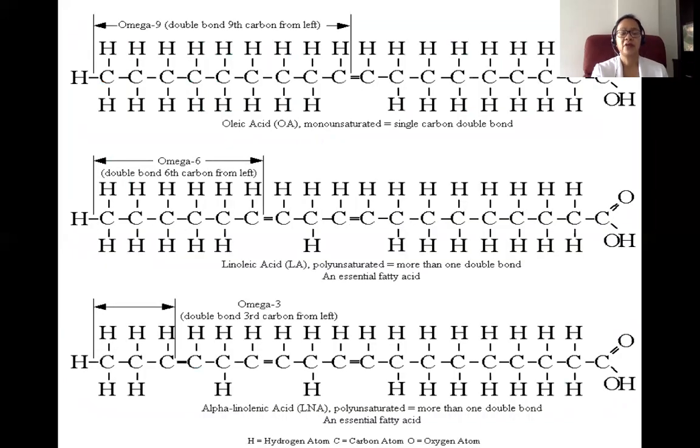Okay, so if you look at this structure, this is your linoleic acid. So it has 2 double bonds. And then your alpha linolenic acid has 3 double bonds. And here, this is your carboxyl end, and this is your methyl end. So we will go back to this structure later when we will designate your fatty acid.